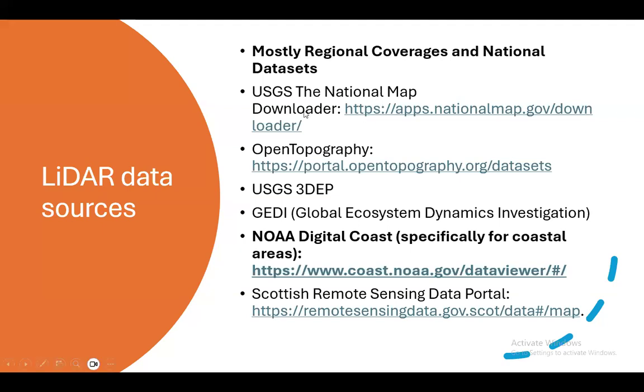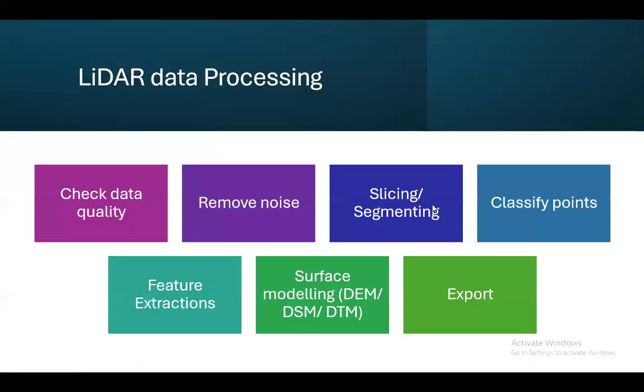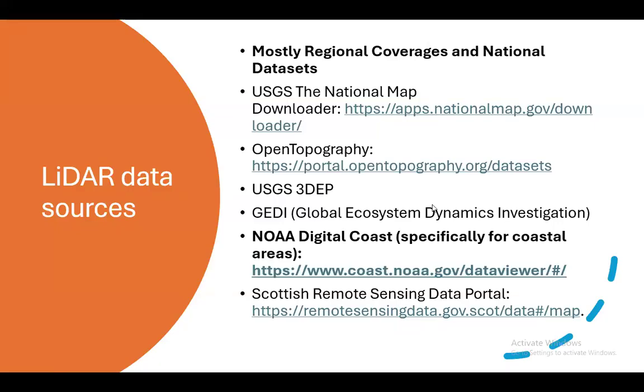So you have USGS National Map Downloader, you have Open Topography, USGS 3DEP, you have Global Ecosystem Dynamics Investigation Portal, NOAA Digital Coast, and Scottish Remote Sensing Data Portal. So you can use these portals to download LiDAR data for that particular region. Okay, so not everything is bad. We have some free data. We can learn how to process.